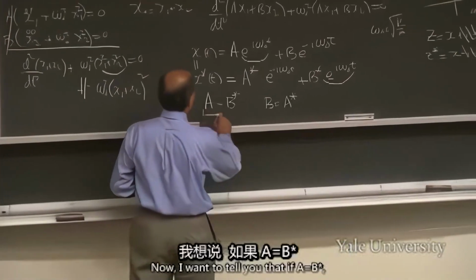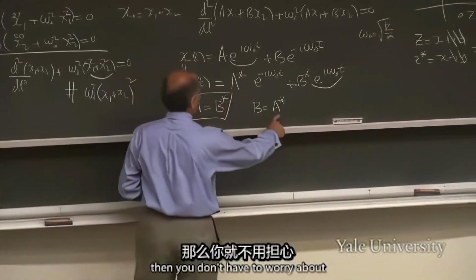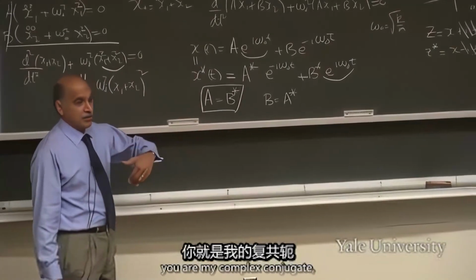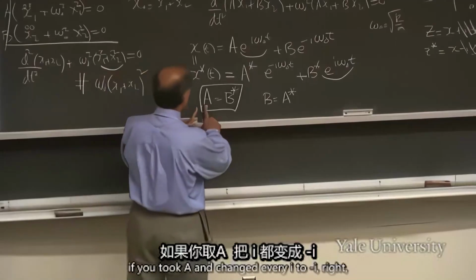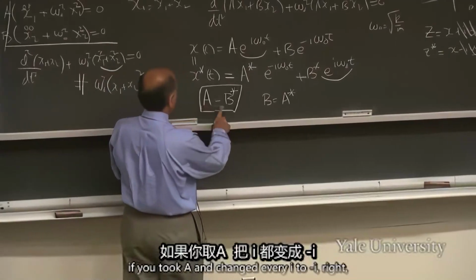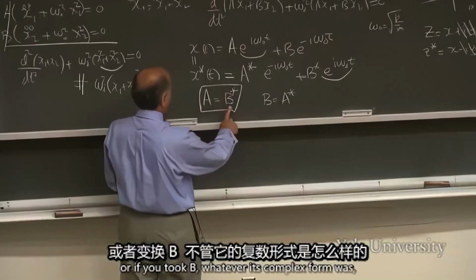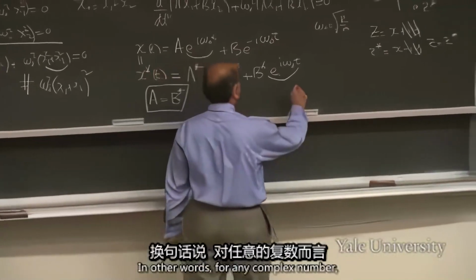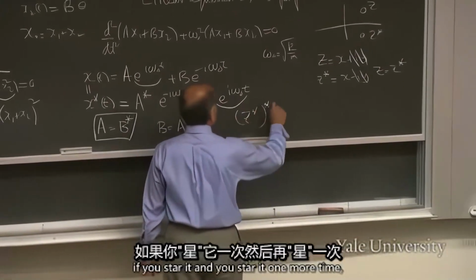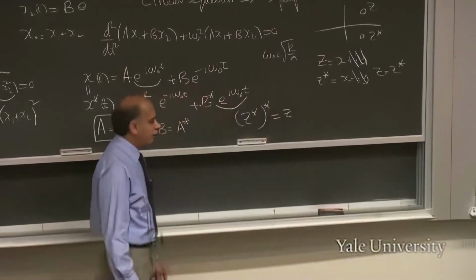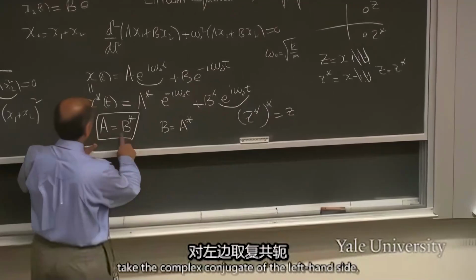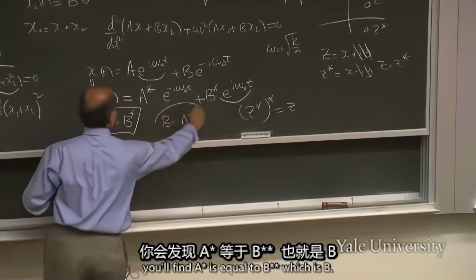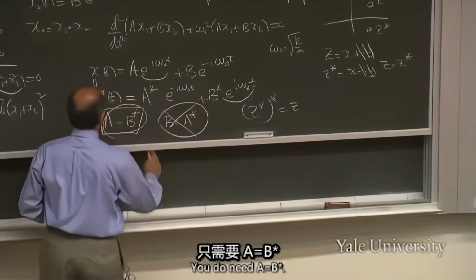Now I want to tell you that if a is equal to b star, then you don't have to worry about this as an extra condition. Because I'm your complex conjugate, you are my complex conjugate. If you took a and changed every i to minus i, or if you took b, whatever its complex form was, and changed i to minus i, you get a. But if you do it one more time, you come back to where you started. Therefore, if A is equal to B star, take the complex conjugate of the left-hand side, and you'll find A star is equal to B star star, which is B. So you don't need these two conditions. You do need A equal to B star.